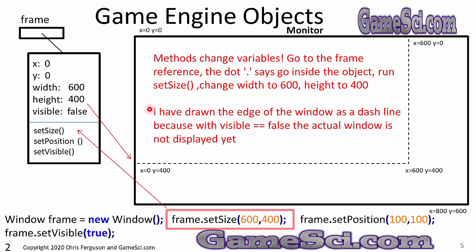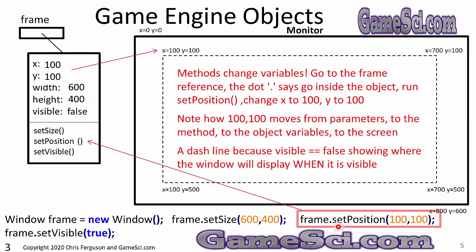Now I've drawn the edge of the window as a dashed line because with visible equal to false, I am not actually displaying this window yet. But clearly I'm setting up for a window that's going to be 600 wide. See, X is 600 here. And 400 tall. See, Y is 400 right now. Now, what set that size? Changing these variables is going to set the size of the window.